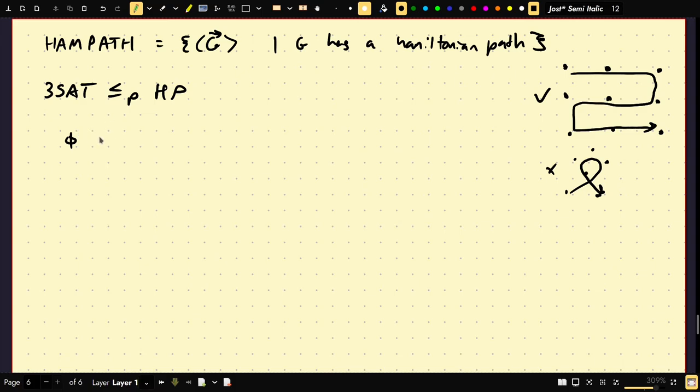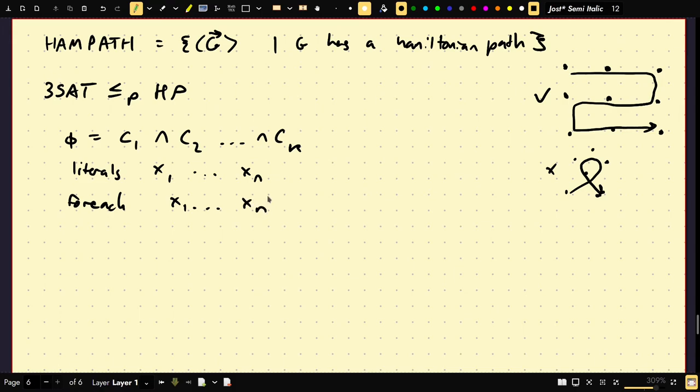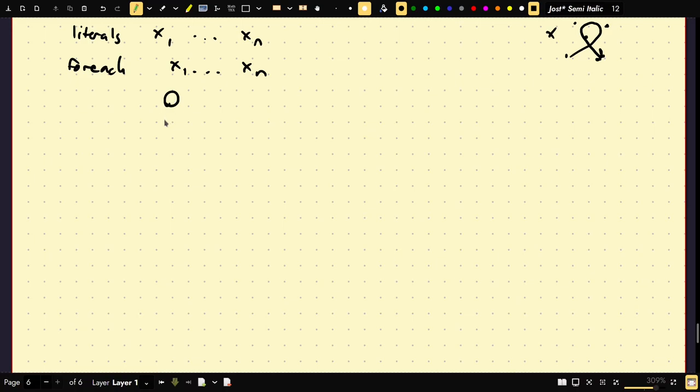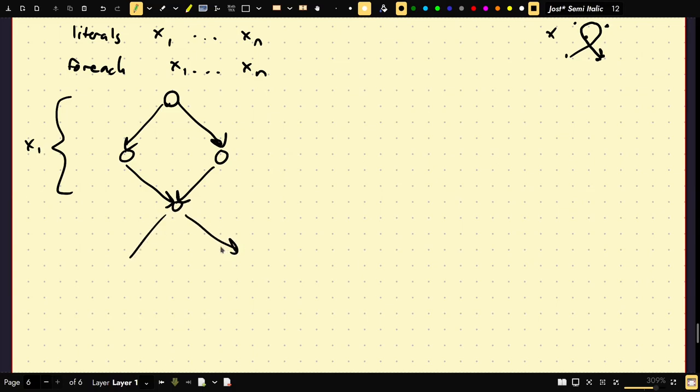So we have some clauses C1 and C2, dot dot dot, let's say to CK, and let's say our variables are from X1, dot dot dot, to let's say XN. So for each X1 to XN, we form a diamond graph in the following way. So this is going to be the diamond for x1. Then this is going to be the diamond for x2, and so on, all the way till we get to the diamond for xn.